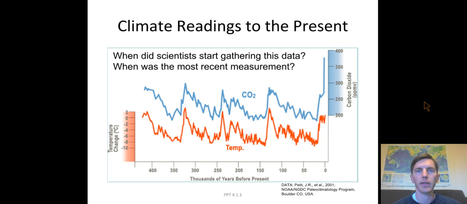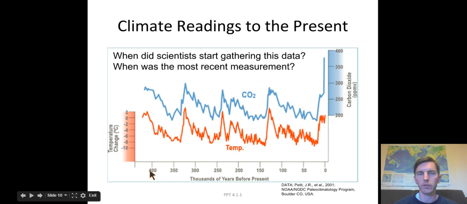Now that you've discussed that, let me tell you what I can tell from this graph. First off, when did scientists start gathering this data? Well, again, on the bottom, on the x-axis, I know that we have time, thousands of years before present. So if I want to know when the first measurement was taken, I have to go all the way to the left, to the oldest measurement, which is to the left of 400,000 years ago. So I'm going to say it's about 420,000 years. That's when scientists started these measurements.